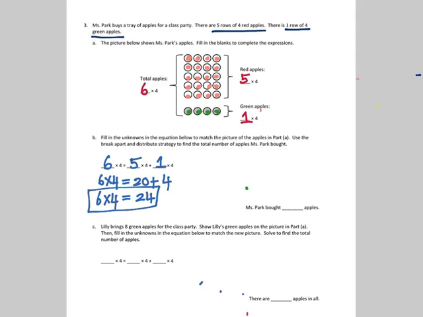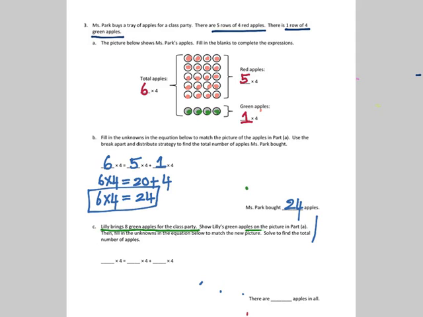So how many apples did she buy? She bought the total. What is this total? 6 is a factor, 4 is a factor, and this is the product. What is the meaning of product? Product means the total, right? So Miss Park brought how many apples? 24 apples.